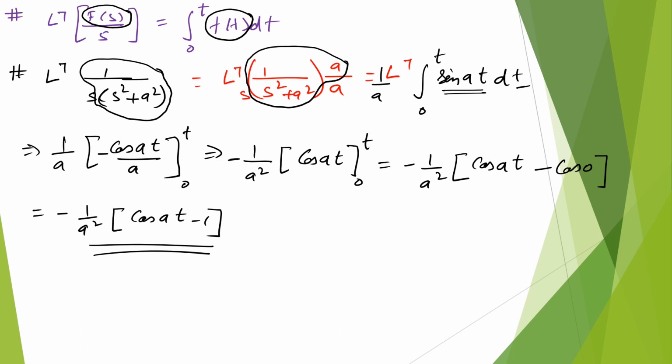Now a few examples which are required to be done by you: (s square plus 2) over s into (s square plus 4). Find the Laplace transformation of this.